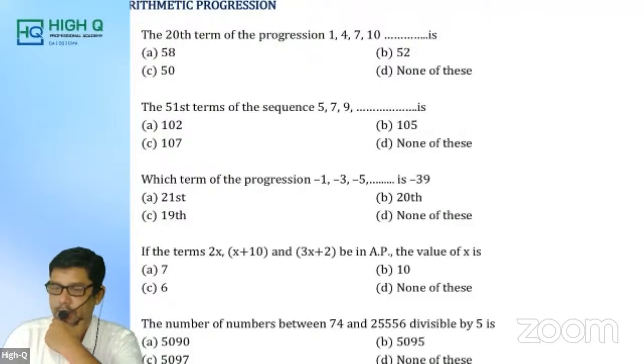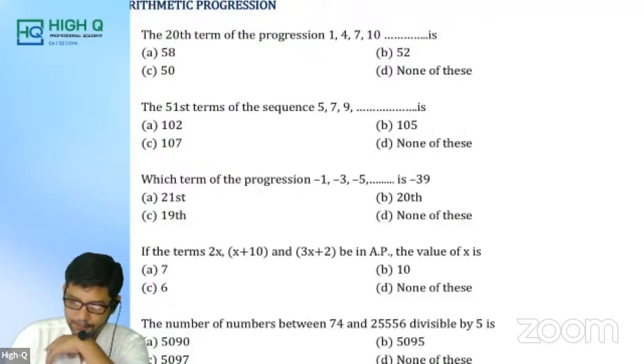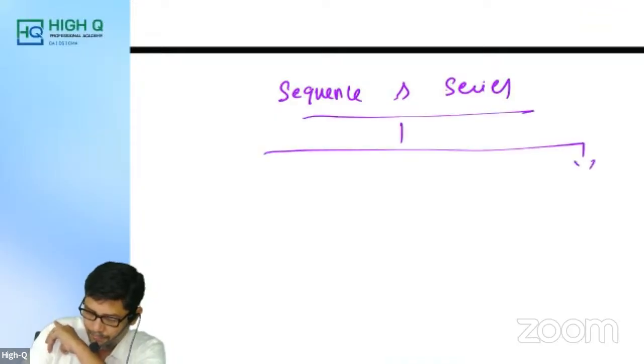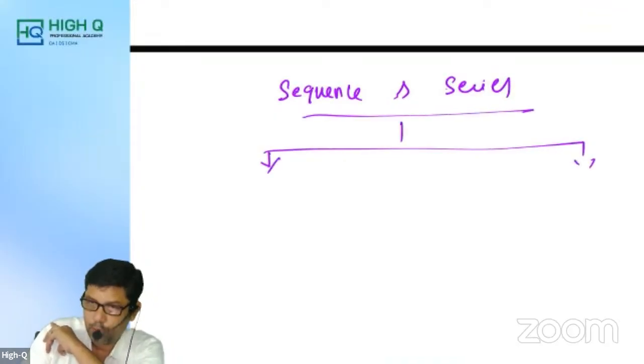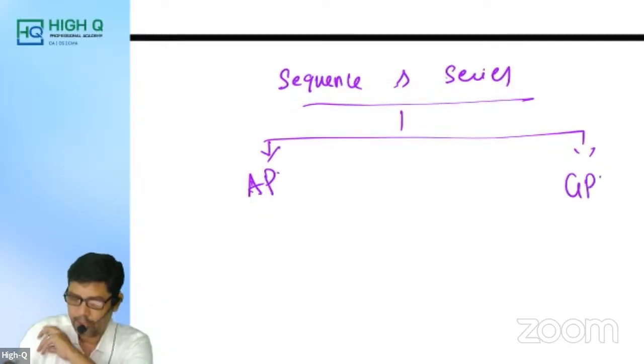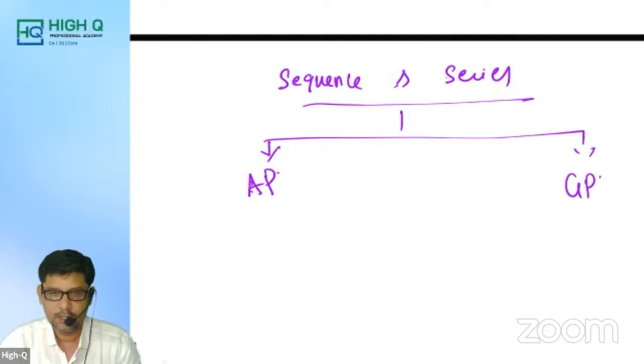So I want you to focus very carefully. Listen here. The chapter name is sequence and series. In this, we are going to study two important sequence patterns. One is arithmetic progression, and the other one is geometric progression.